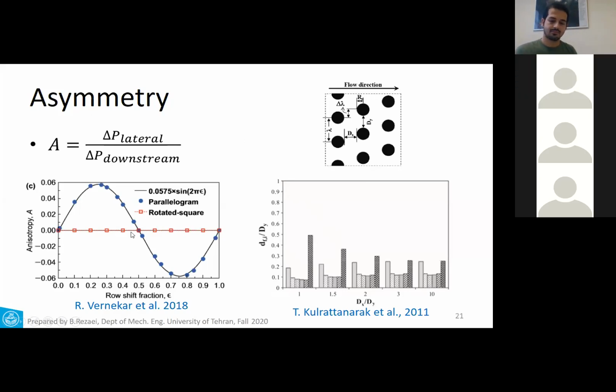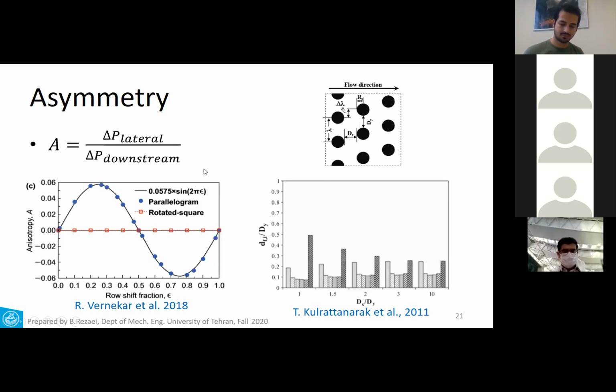In the main design of the DLD, we want to have a pressure difference just in the downstream way. For example, if you look at the right image, the upper one, you see the flow direction. It is vertical. We want to have the pressure difference in just that direction. But when there is asymmetry for any kind of reason, they've mentioned some reasons, we have different pressure in the lateral direction.